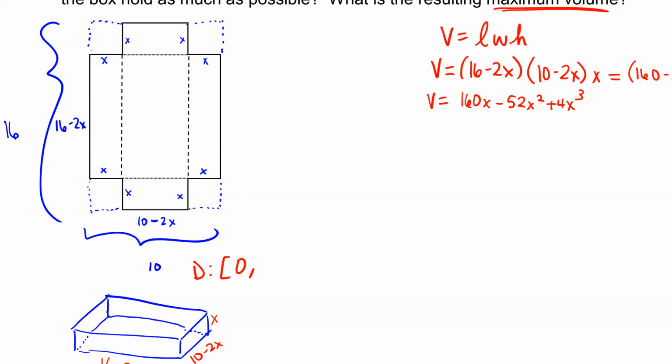What if you look at the other side first and said 8? Well, this side is smaller though. If I pick 8, 10 minus 16 is negative 6. We can't have a length be negative. So that's why it's 0 to 5. Okay, so our domain is 0 to 5.